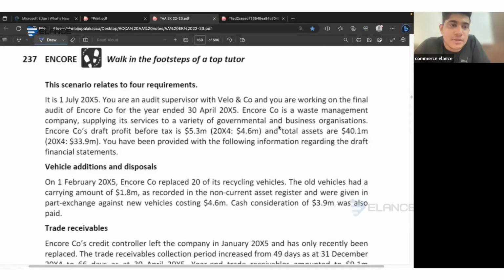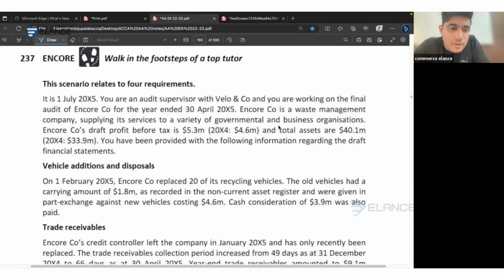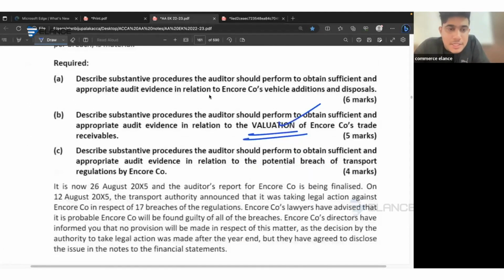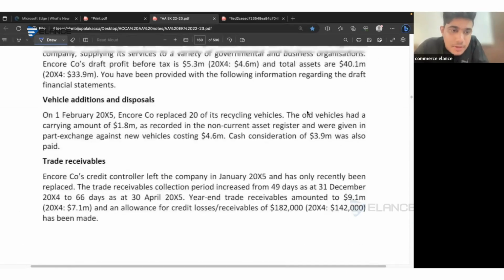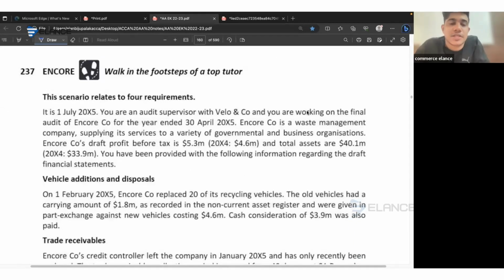Okay. So let's continue with the session and let's start with a question. It's the question called ENCORE. The examiner has asked us to describe the substantive procedures the auditor should perform to obtain sufficient appropriate audit evidence in relation to ENCORE company's vehicle additions and disposal. They have given us a scenario as well, so please read the scenario and try to pick the substantive procedures we need to perform in order to confirm the addition and disposal of vehicles is appropriate.